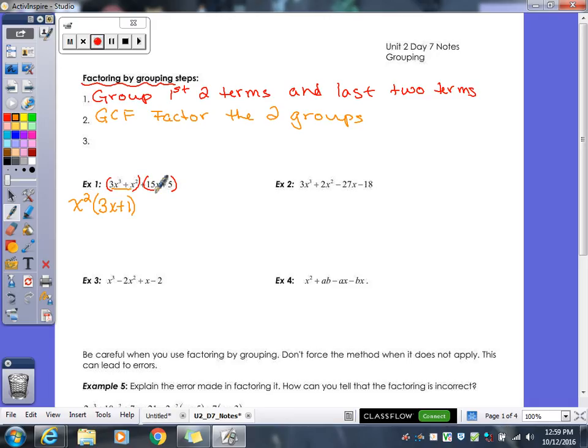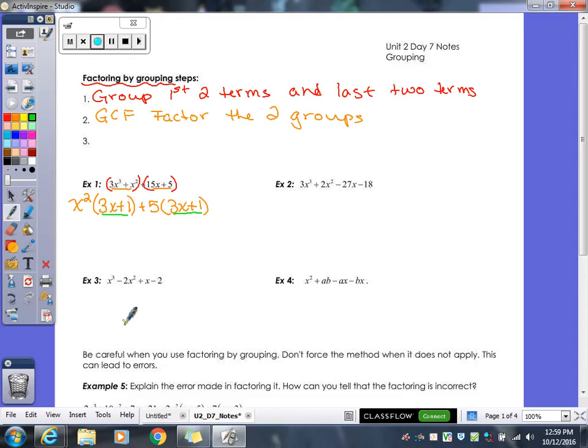What would be our GCF in our second group? 5. So again, I would take out a 5. I would be left with 3x plus 1. We know we've done it correctly because those should be exactly the same inside the parentheses. Ours match. They're both 3x plus 1. So far, so good.